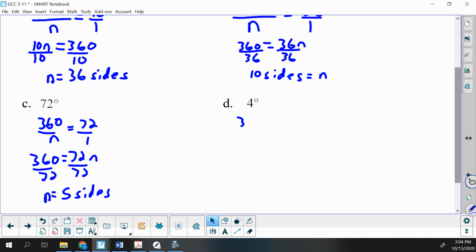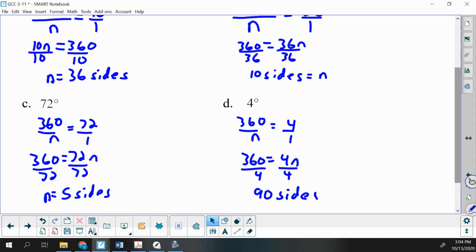Over here, we should have had 360 over n is equal to 4. Put it over 1. That's 360 equals 4n. Divide by 4, and you'll get 90 sides for n. So it's the same setup as we had for A and B, so hopefully we were in good shape with those.